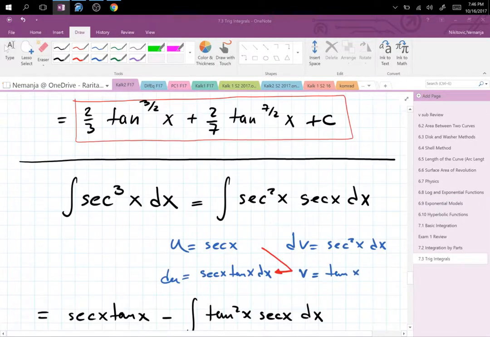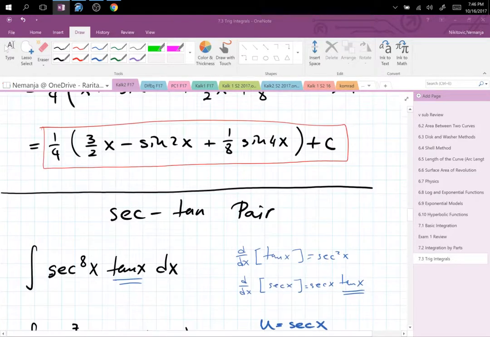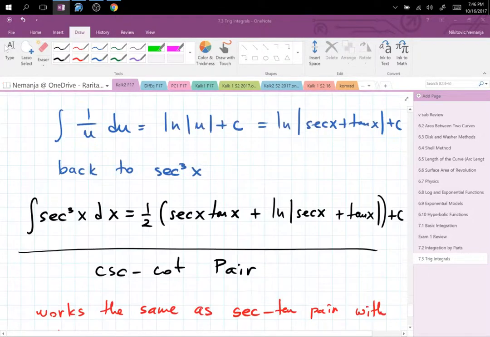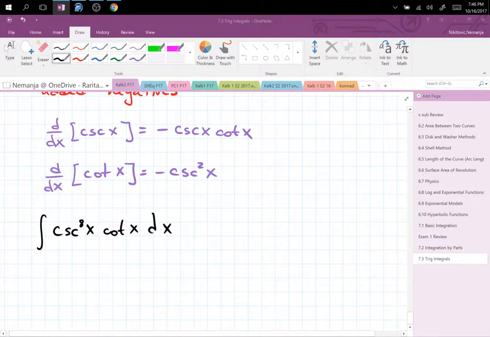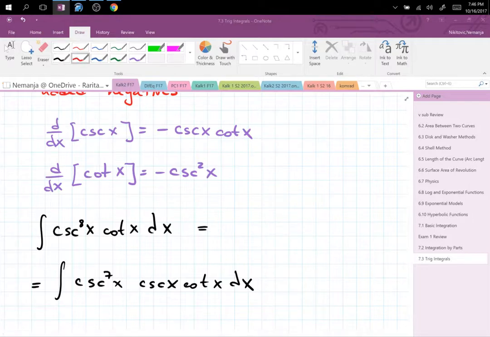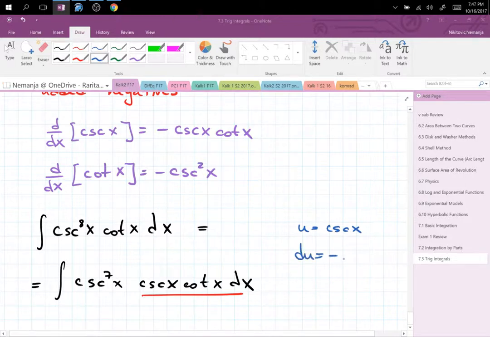You know what? Let me go back to the first problem we did. Secant to the 8th tangent. Okay, so cosecant to the 8th cotangent. So the problem is the integral of cosecant to the 8 x cotangent x dx. We peel off again one cosecant to make this string. So the integral of cosecant to the 7 x times cosecant x cotangent x dx. And now I'm going to underline this as a string for our u sub. u is equal to cosecant x, du is equal to negative cosecant x cotangent x dx.